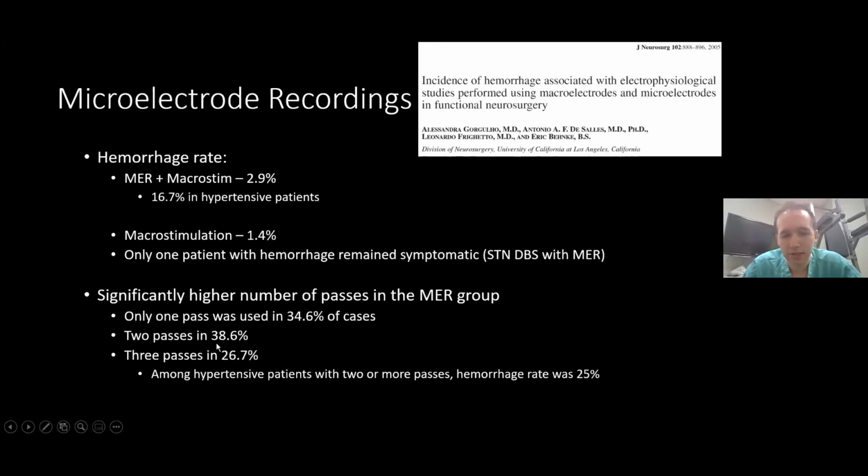So to say that they're doing, what is that, like 60-something percent of cases have a second pass, that's pretty high. I think we've probably done three or four second passes total this entire year. So that's pretty high. But again, at the time, 2005, maybe the imaging wasn't there. Maybe they were using a 1.5 Tesla MRI instead of a 3 Tesla.